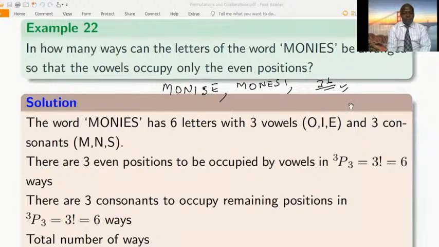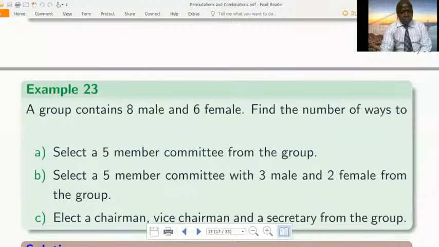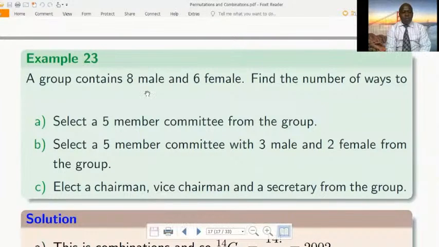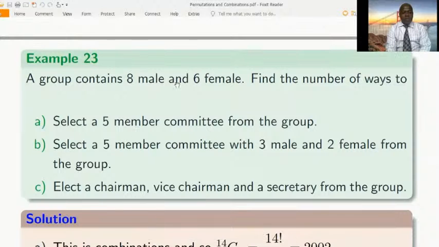Let's look at another question. Now, a group contains 8 male and 6 female. Find the number of ways to select from the group. Now, the first one is very easy because the group has only 14 members and we want to select 5 out of these 14. And then B, select a 5-member committee with 3 male and 2 female. And then we have the last one, chairman, vice chairman, and secretary from the group.